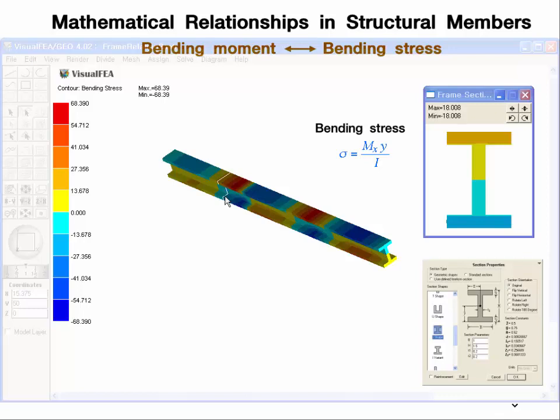If you click a point on the stress image, a new window opens, with the image of the cross-sectional stresses at the point.